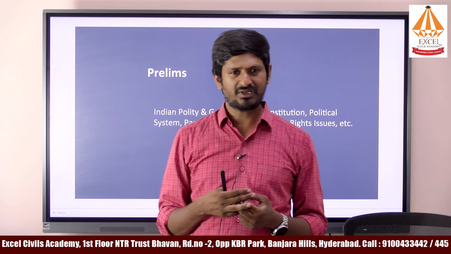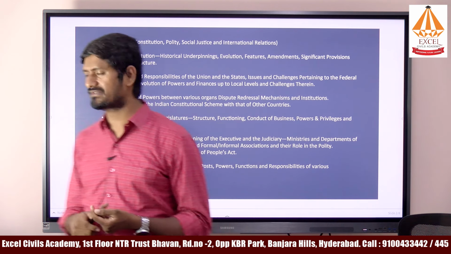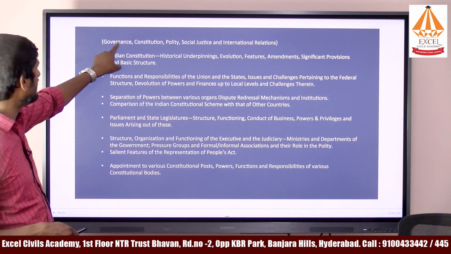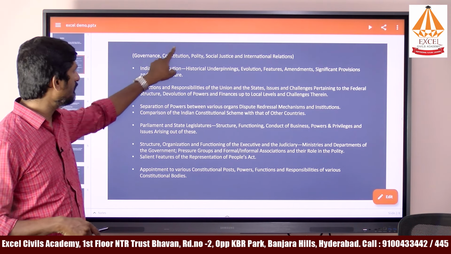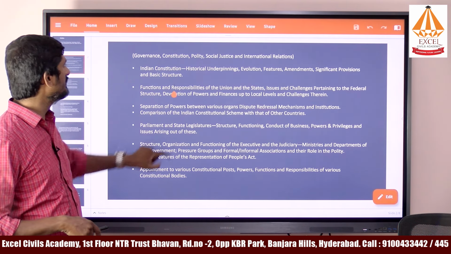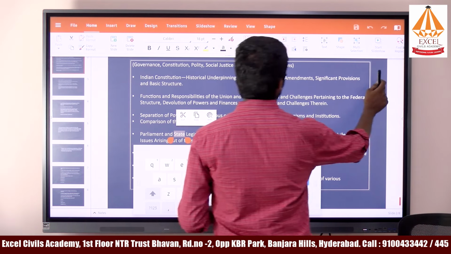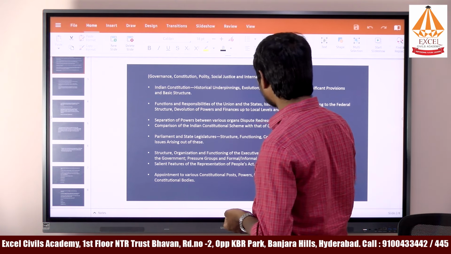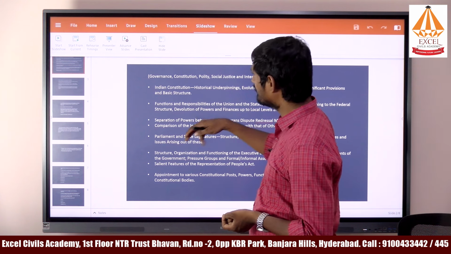Coming to the main syllabus, what is it? The very name of the paper is governance, constitution, polity, social justice, as well as international relations.